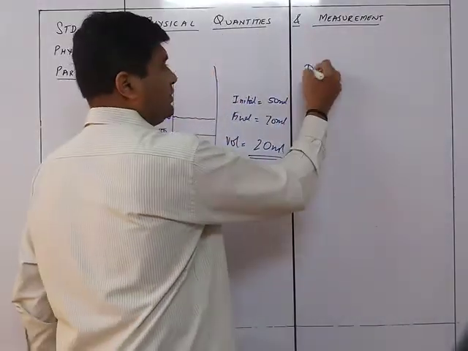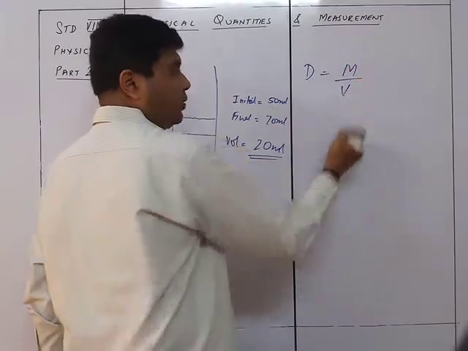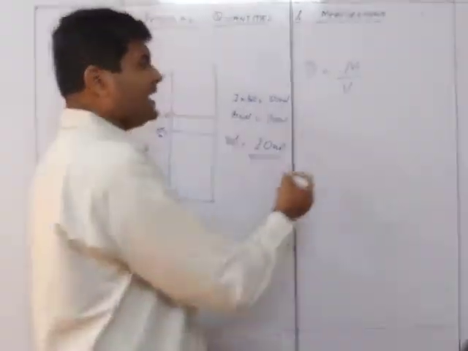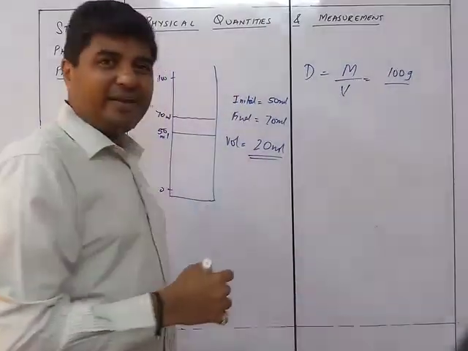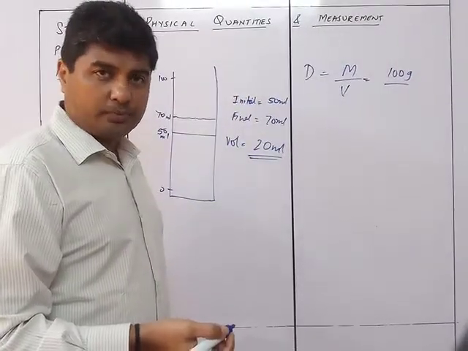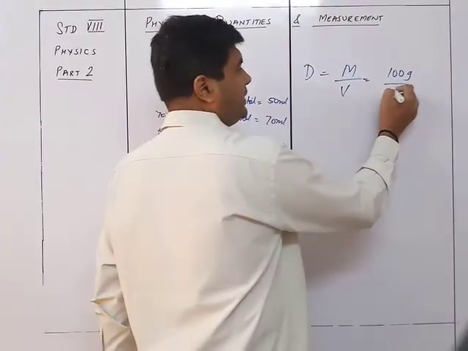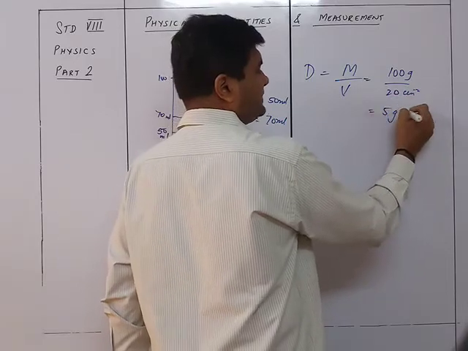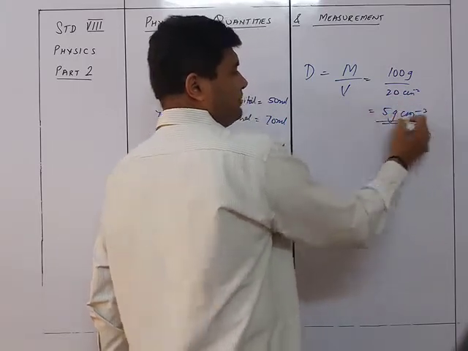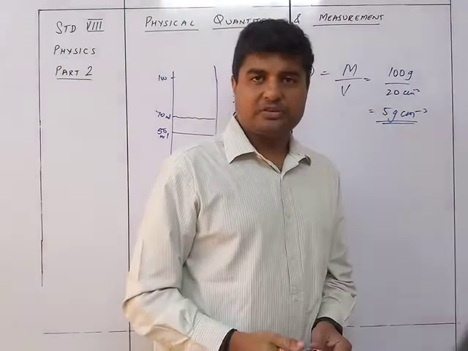So density will be equal to mass upon volume. If the mass is equal to 100 grams and the volume over here is 20 ml. Now 20 ml is nothing but 20 centimeter cube. So it is 20 centimeter cube. That is why the density of the stapler will be 5 gram per centimeter cube. Just a random sum. Okay.